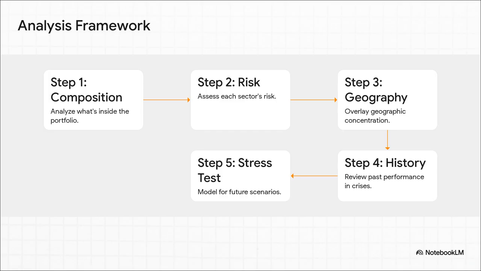Because let's be real, a real estate loan in a booming city is a world away from one in a struggling town. Fourth, you do a historical performance review. How did this stuff hold up in past crises? And finally, number 5, you do forward-looking stress testing. You ask, what if these go really wrong, and see where it breaks?